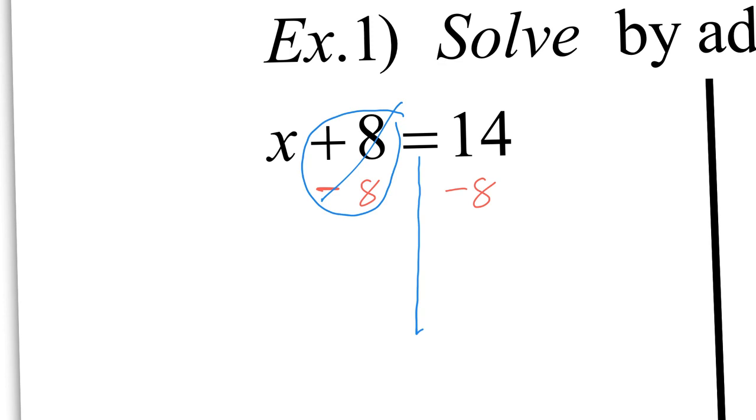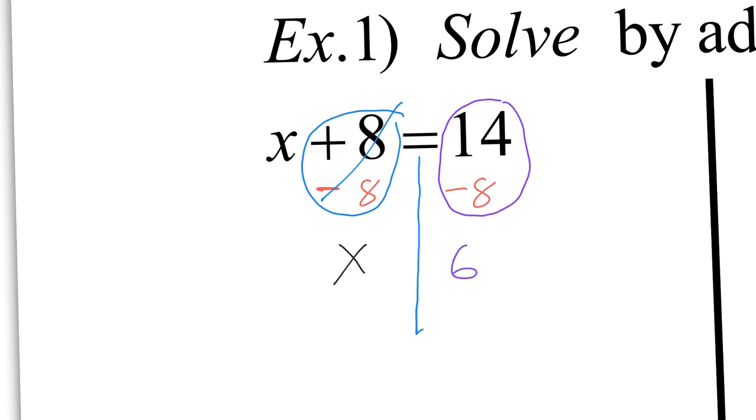So you guys are not going to use the 0, but you're going to bring down the x here. And on the right side, you guys are going to simplify. So if you guys look at these two numbers, 14 minus 8, that's going to be 6.